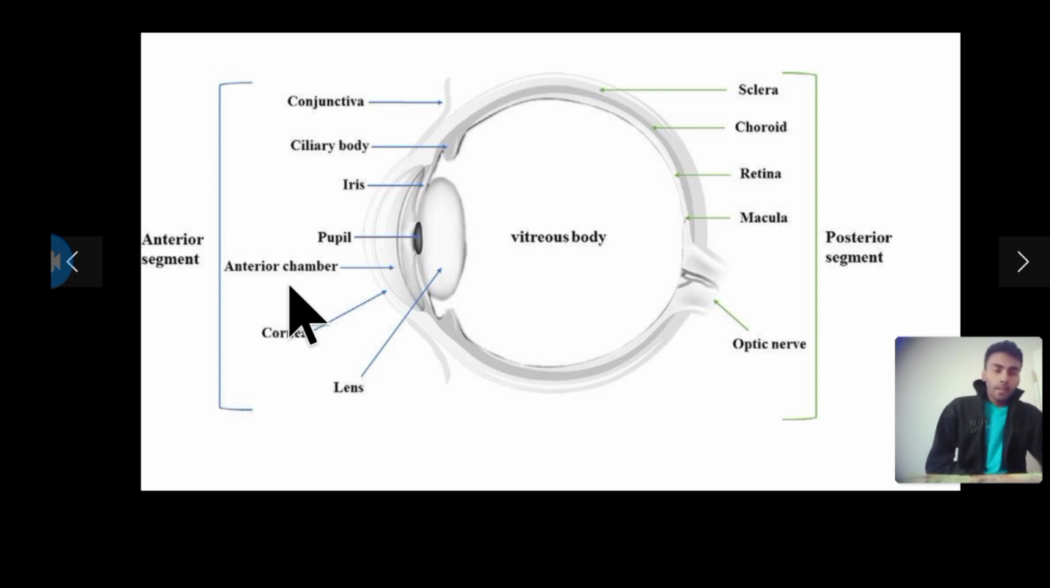The posterior chamber is the space between the back surface of the iris and the front surface of the crystalline lens. This posterior chamber contains 0.06 milliliter of aqueous humor. So this is all about the very basic understanding of the eyeball, its terminologies, and different coats and segments of the eyeball.